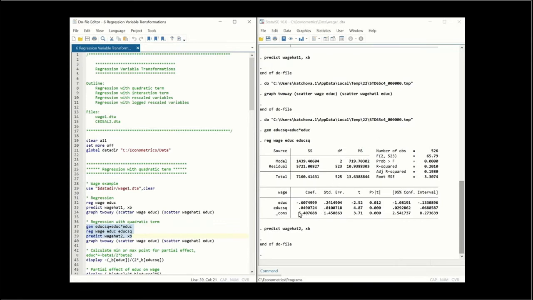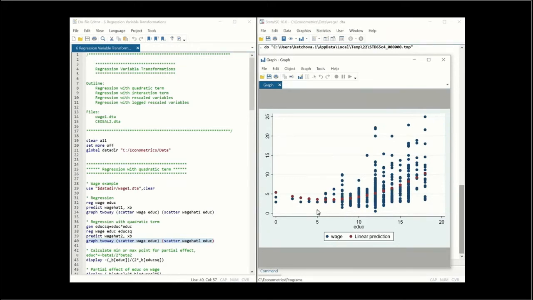So here is the estimated regression equation. Here we have the coefficient on education being negative and the coefficient on education squared being positive. Both of them are significant. Let's go ahead and plot this time a scatter of wage against education and wage hat 2 against education. These are the predicted values from this regression. This is how the graph looks, and now we have a nonlinear relationship between education and wage because we have a quadratic term.